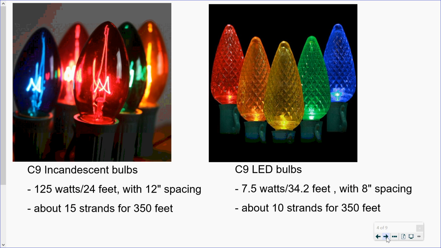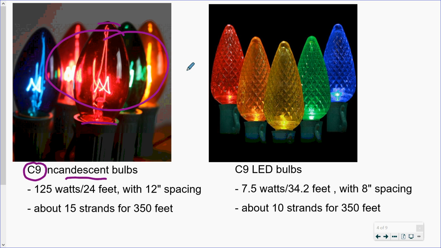So let's do some calculations and take a look at two different kinds of lights. These are the traditional kind of light bulbs that I grew up with for Christmas lights. These ones here are what are called incandescent light bulbs, and these ones in particular are C9. So these are fairly large light bulbs.